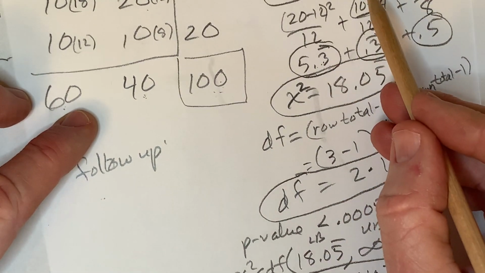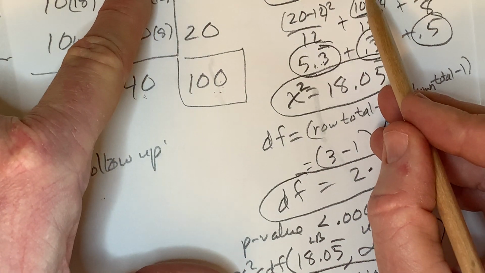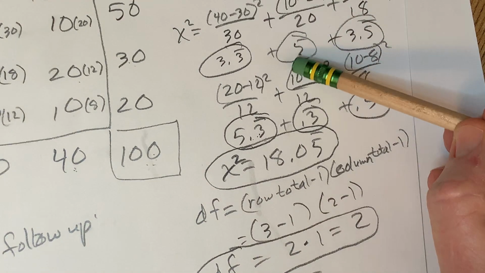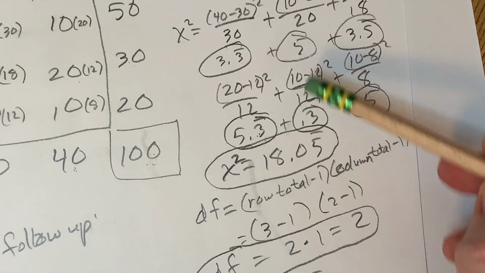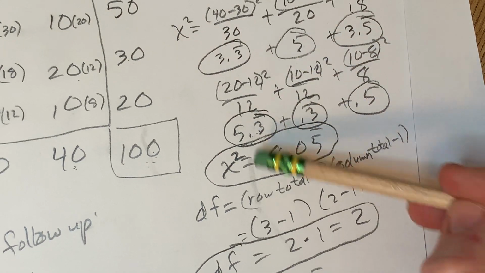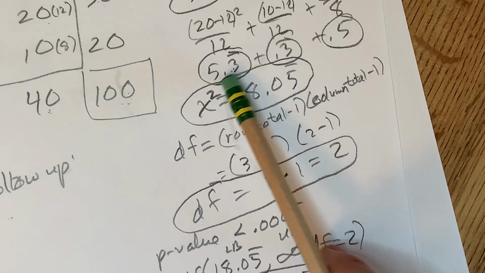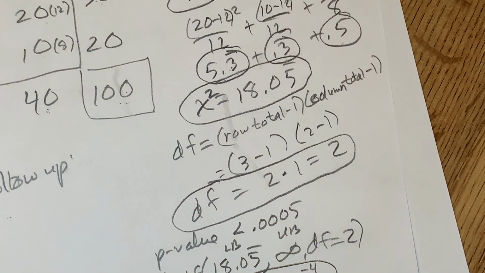And then the next one is this cell, which is the female Republican. You'd say the female Republican also contributed a lot. They contributed 10.3 repeating to the 18. So more than half of your chi-squared is coming from those two cells. That's what follow-up analysis is, going back and looking at your components of chi-squared and saying which ones, in essence, contributed the most.